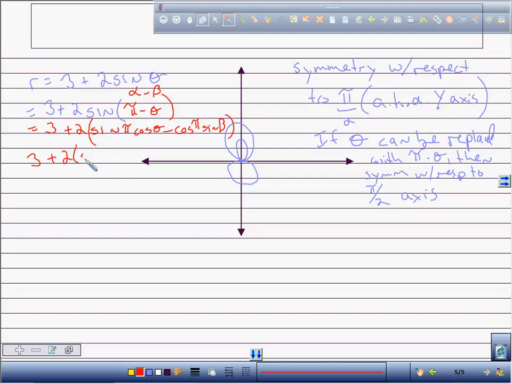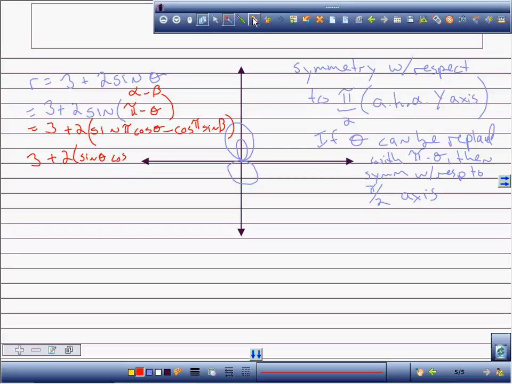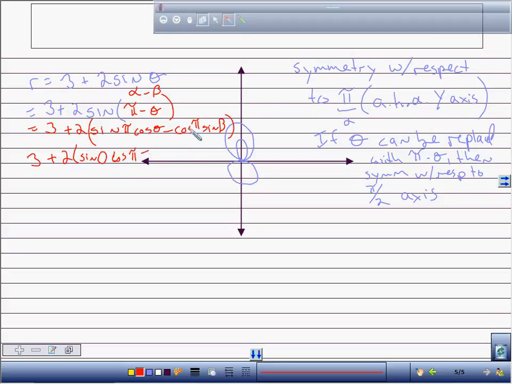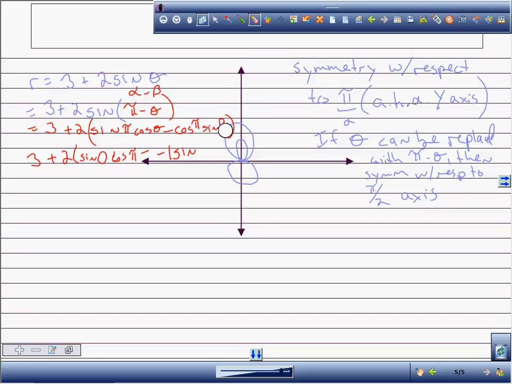This is like 2 sine 0 cosine, not sine pi, sine 0, right? So this is like 2 sine 0 cosine pi minus, what's cosine pi? The cosine of pi is negative 1. Negative 1 sine, that shouldn't be a d, that should be a theta, okay?